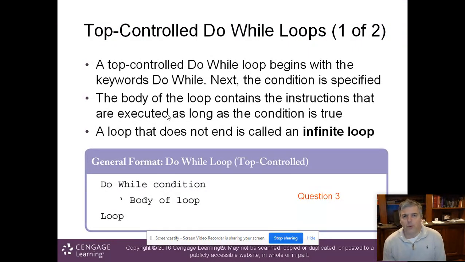So a top controlled do while loop begins with the keyword do while, and then next the condition is specified. The body of the loop contains instructions that are executed as long as the condition is true. A loop that does not end is called an infinite loop. So you will run into infinite loops if you do not have a counter inside your loop. While you're executing this condition, you have to increment whatever that condition is looking for so the loop knows when to end. If you do not do that, the loop will run forever.